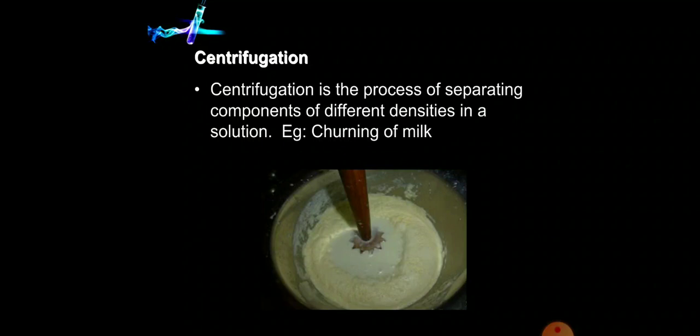In earlier days, it was done using a wooden plank which was rotated in the solution, and then it was separated. But nowadays we have mixers to do the same thing. So these all are the methods of separating solid-liquid mixtures.